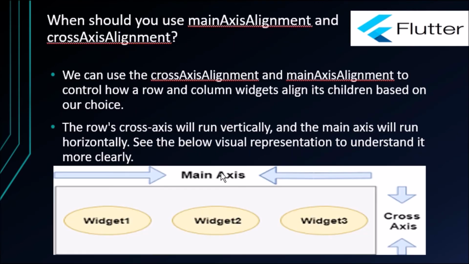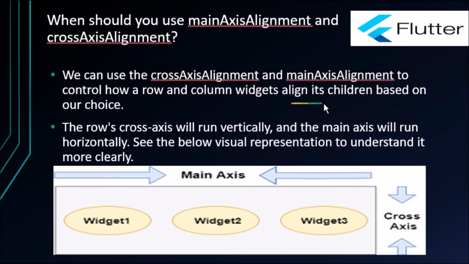Next question: what should you use main axis alignment and cross axis alignment for? Guys, it's a pretty simple question and it's very frequently asked. The answer is you can use the cross axis alignment and main axis alignment to control how Row and Column widgets align their children based on our choice.